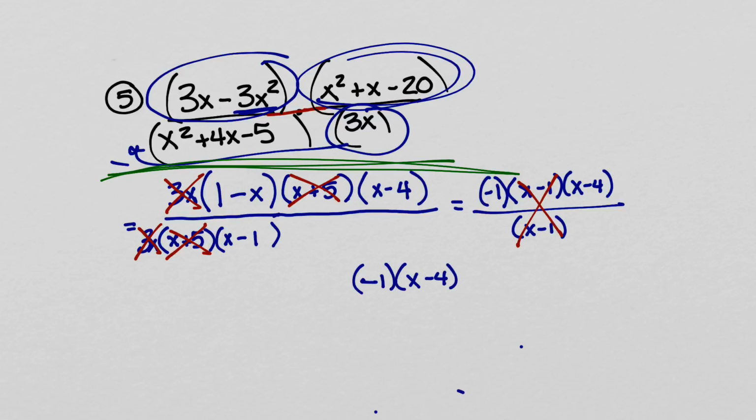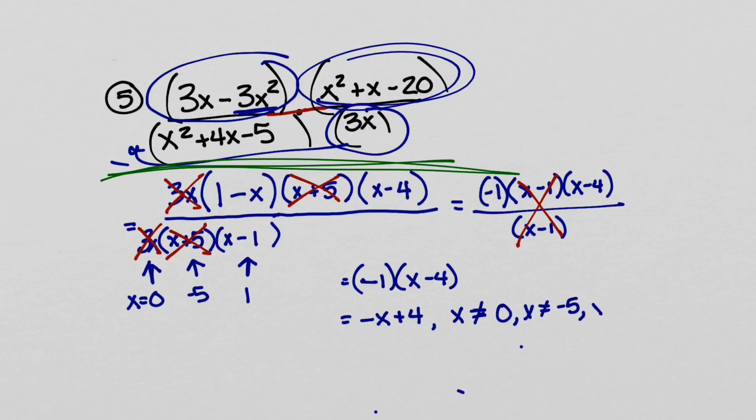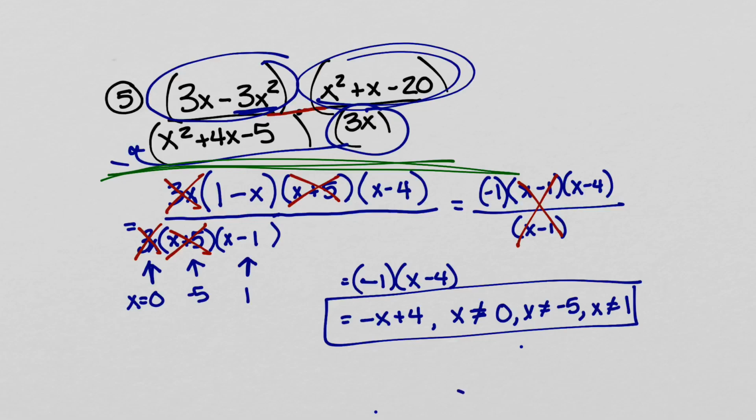So let's go ahead and distribute the negative 1. So I'm going to get a negative x plus 4. But we have some things x can't equal. So when we factored, if that equals 0, I get x equals 0. This gives me a negative 5. And that gives me a positive 1. So x cannot equal any of those things. So x cannot equal 0, x cannot equal negative 5, and x cannot equal 1. That is my answer right there.